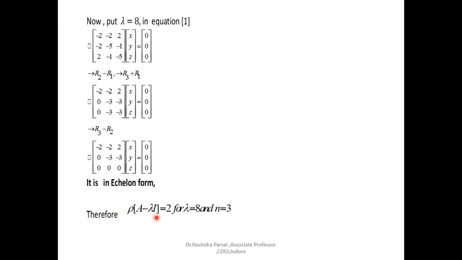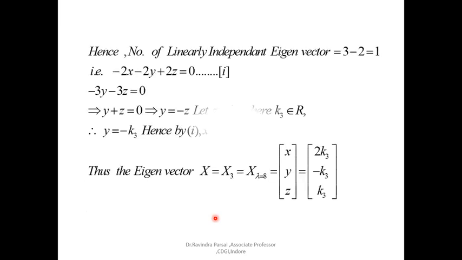So the rank of this coefficient matrix is 2 for lambda equal to 8, and the number of unknowns here is 3. So how many linearly independent eigenvectors exist in this case, you will find by this formula using the same method: 3 minus 2 equal to 1. So here you have 1 independent eigenvector, which we find as follows by writing the matrix equation as algebraic equations: minus 2x minus 2y plus 2z equal to 0, minus 3y minus 3z equal to 0.